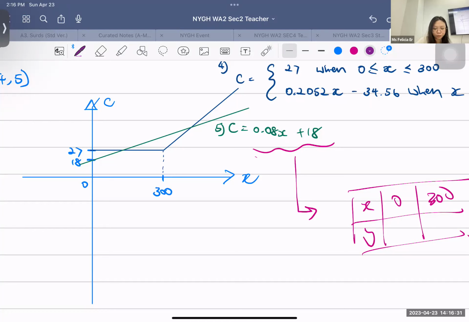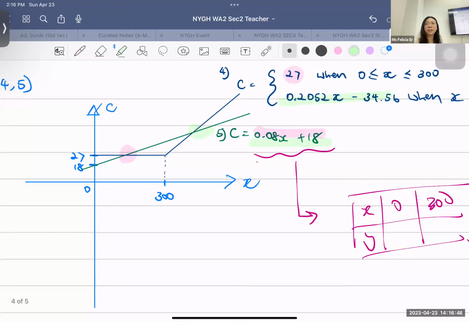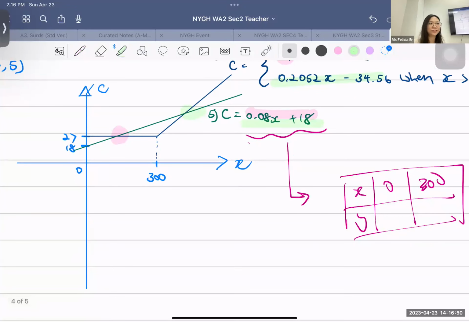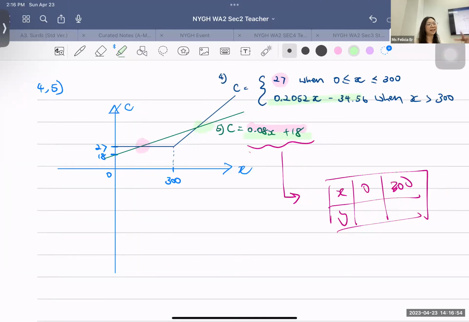Let me color code it to make it clearer. Your first intersection, your second intersection. Can you see that? So to find the points of intersection, you actually need to do two different simultaneous equations. Understand? Do you guys know how to do simultaneous equation? It's basically I sub this equation into this equation, or I do elimination.